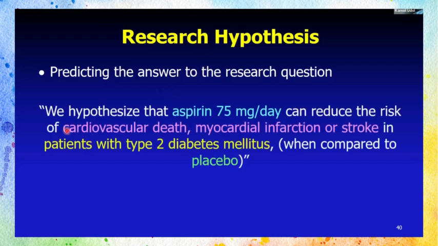So we hypothesize that aspirin 75 milligram per day can reduce the risk of cardiovascular death, myocardial infarction, or stroke in patients with type 2 diabetes mellitus (when compared to placebo). And again, I put "when compared to placebo" in parentheses, because we can leave this out when we write research hypothesis. And again, you can see that for research hypothesis, you have all 4 components, PICO.